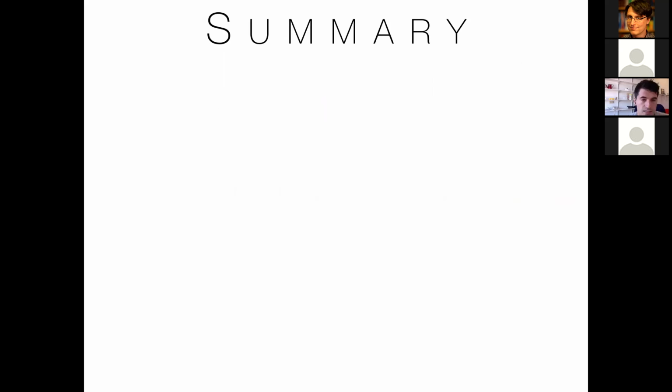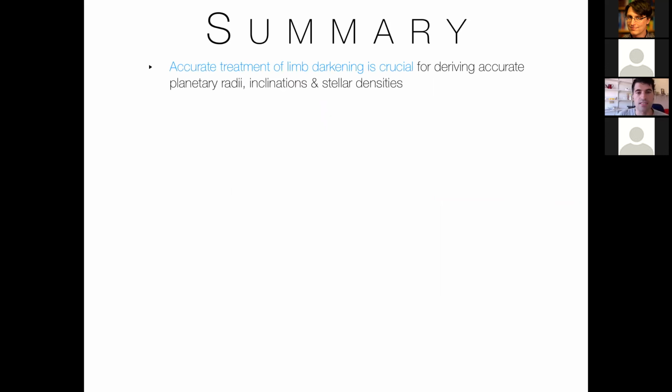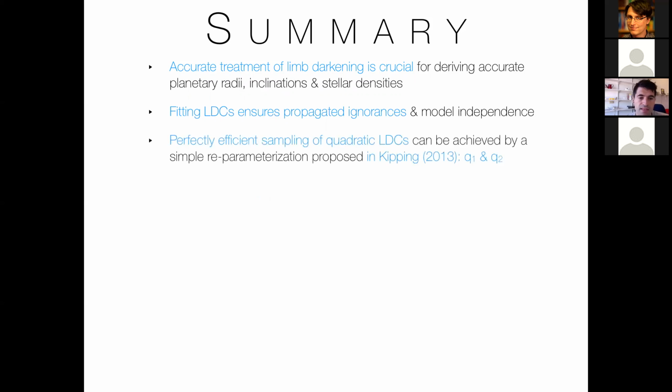So I think I did okay in time. Essentially, accurate treatment of limb darkening is super important for deriving accurate radii, inclination, and stellar densities, especially in the optical bandpasses. Fitting limb-darkening coefficients is a really effective strategy because it propagates all your ignorances, and it essentially has model independence. So you don't have to have 100% faith in your stellar atmosphere model. You can actually test the atmosphere models.